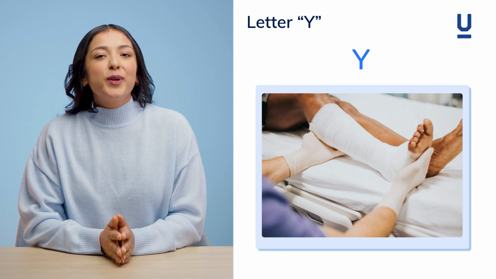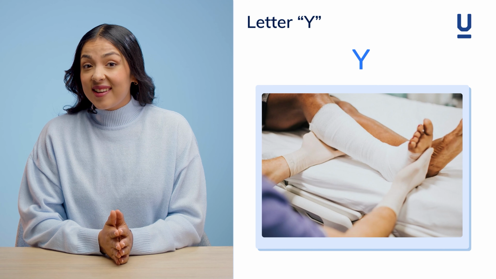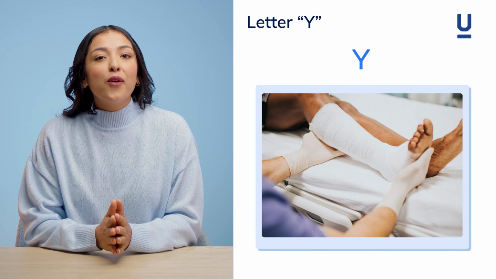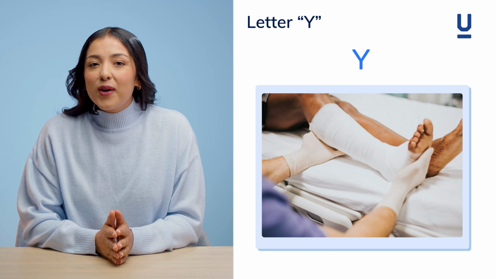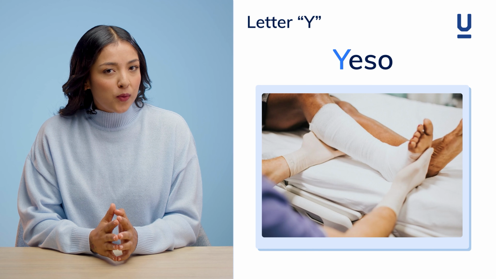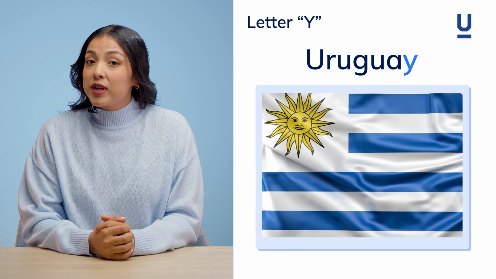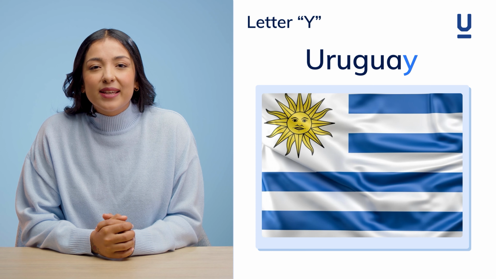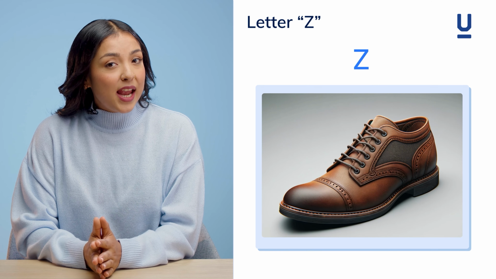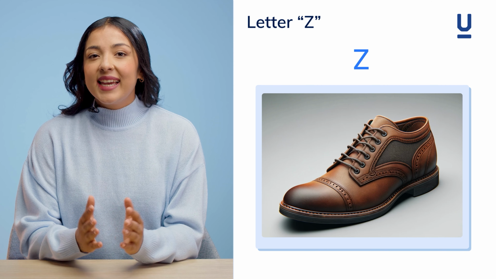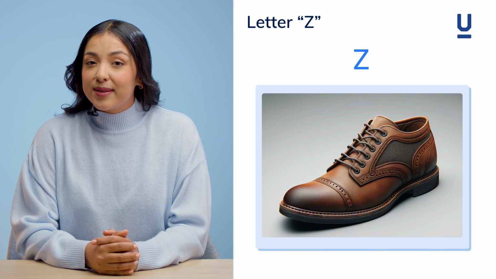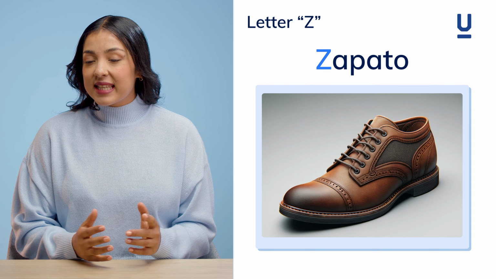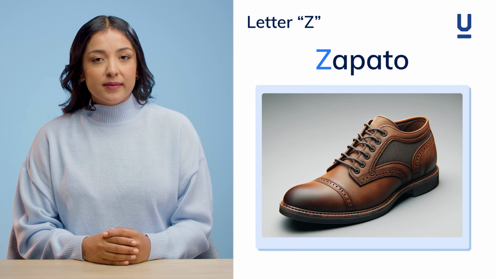Y. We also call it Y in Spanish. Y can have different sounds depending on the word. It can sound like the Spanish word yeso or like the Spanish country Uruguay. Repeat after me. Y. And the last letter is Z. It sounds like the letter S. An example is the word zapato, which means shoe. Repeat after me. Z.